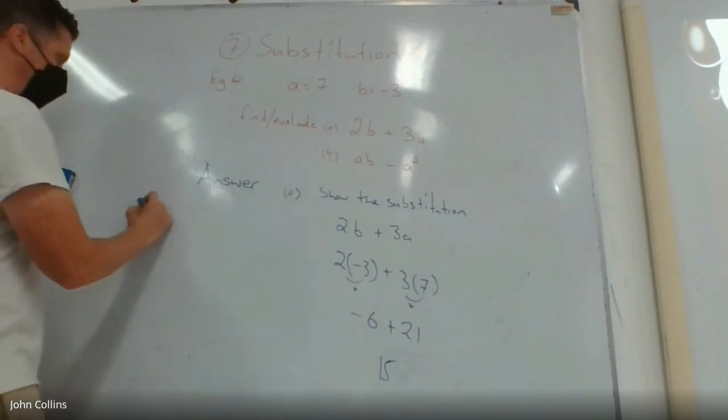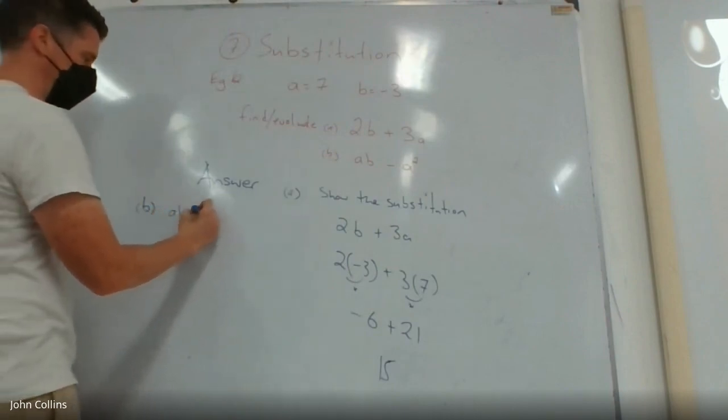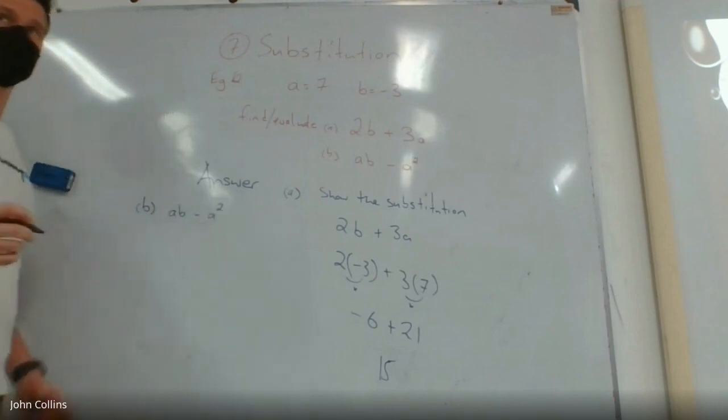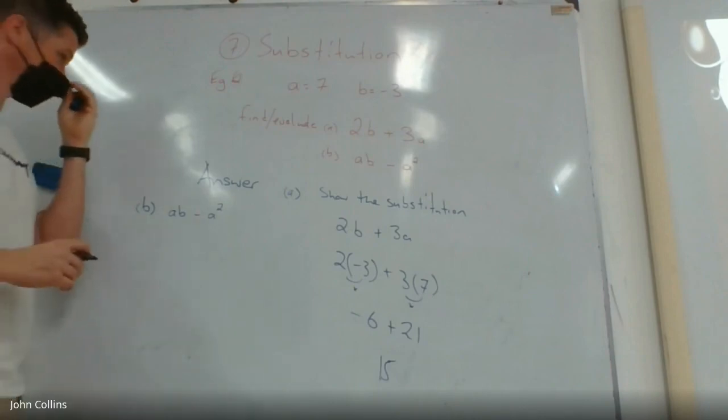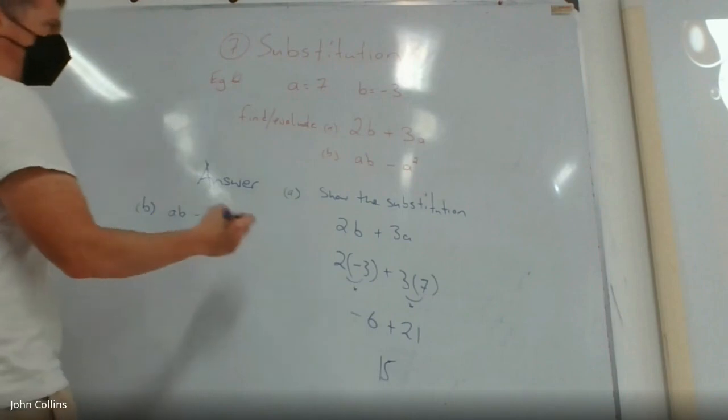Part B I'll do here. AB minus A squared. Maxim, do you have an answer for this? Oliver? 28? Yeah, 28, because it's minus 21. 49. Okay. Well, let's see.